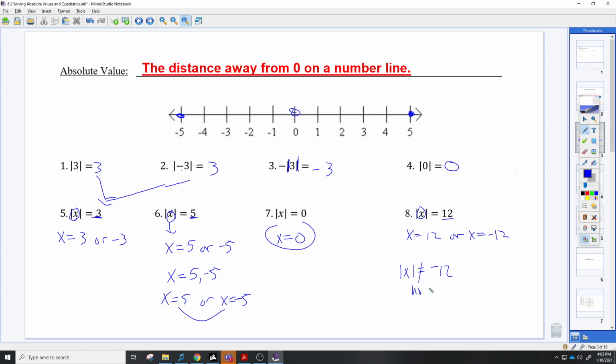This would be no solution, which I probably should have put a question like this on here, but I just wanted to kind of talk through this. The other side of the equal sign has to be equal to a positive number if all you have left over here is the absolute value sign. There'll be different kinds of problems we're going to do, a little bit more difficult, but once we talk about the absolute value part, this side has to be positive.